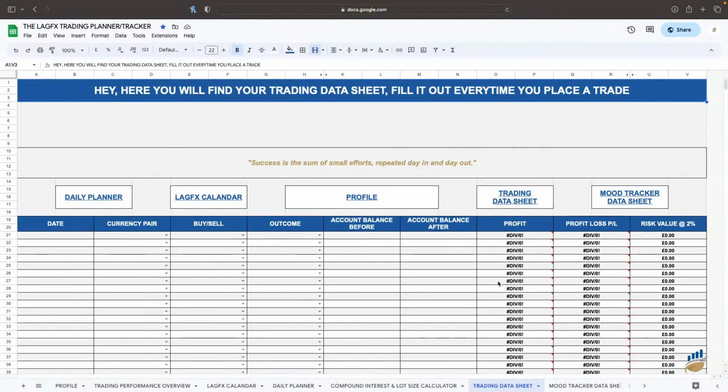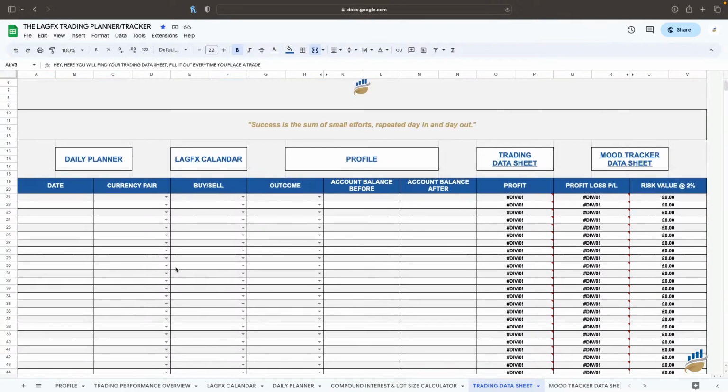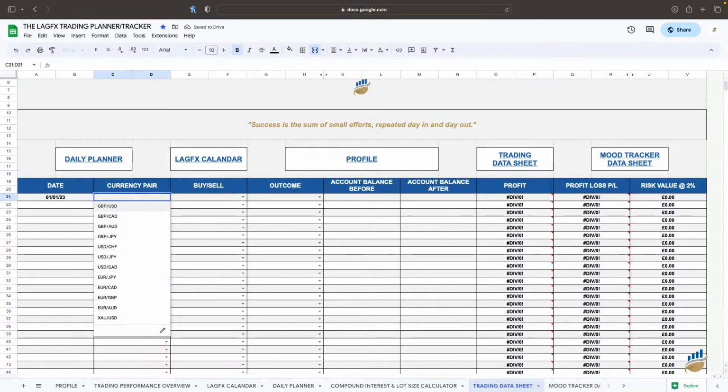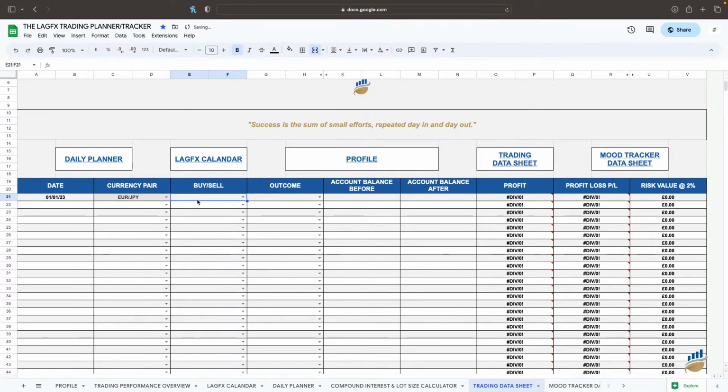Now, trading data sheet. This is where you put all your trades in. Very, very simple. Currency pairs, well, I've got Euro JPY. It was a buy position. We sold. Outcome, win. Account balance before, so you put 50,000, let's say. My equity afterwards was 55,000. Profit, it automatically works out your profit, so you made 5 grand, which was a profit of 10%, and your risk should have been £1,000. That's 2% of 50 grand.